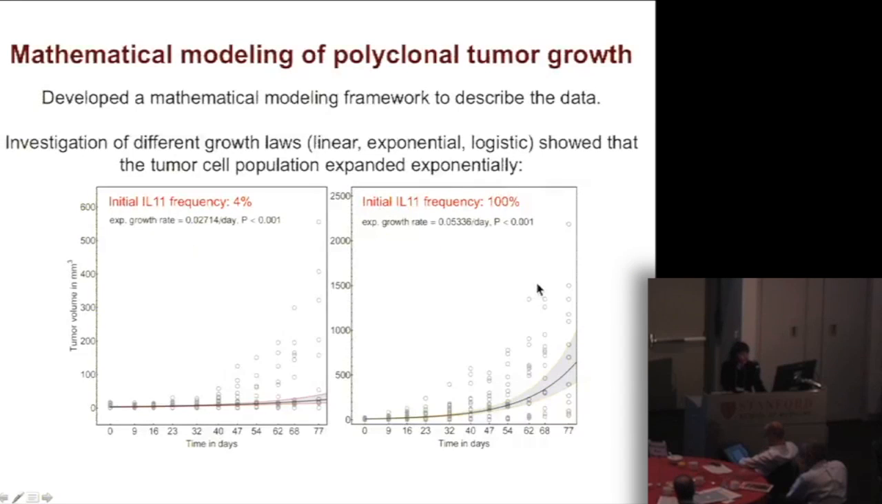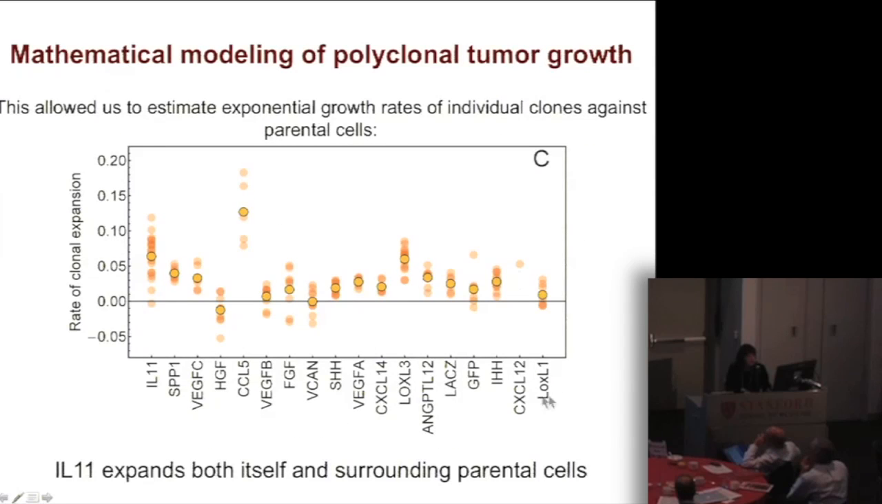So coming back to applying mathematical modeling for these tumors to explain why heterogeneity is maintained. First, Francisca's group looked at the growth proliferation rate of these tumors, and it does look like the tumors are exponentially expanding. And when they looked at the clonalities of the cells and the proliferation rates of the cells in the monoclonal and polyclonal tumors, they could conclude that IL-11 expands both itself and the surrounding parental cells. So meaning it's not just expanding on its own.